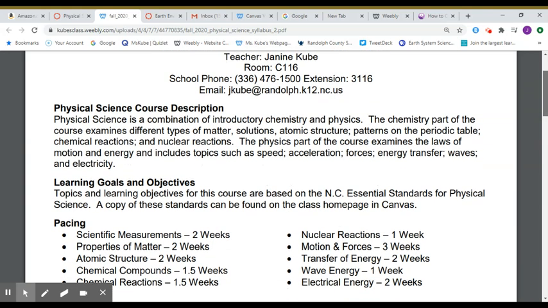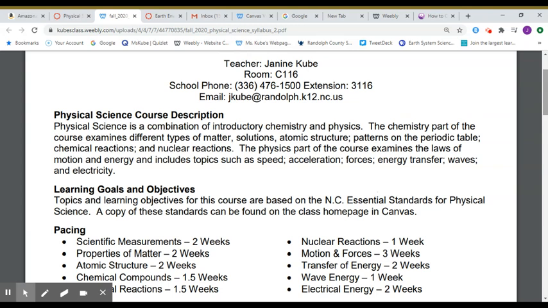Okay, so physical science is a combination of chemistry and physics, an introduction to both courses. So the chemistry part is what we will begin with, and that looks at matter, the atomic structure, the periodic table, and chemical compounds, as well as chemical reactions and nuclear reactions. And the physics part is the second part of the course, and that's where we look at the motion and energy and different types of energy, like wave energy and electricity.